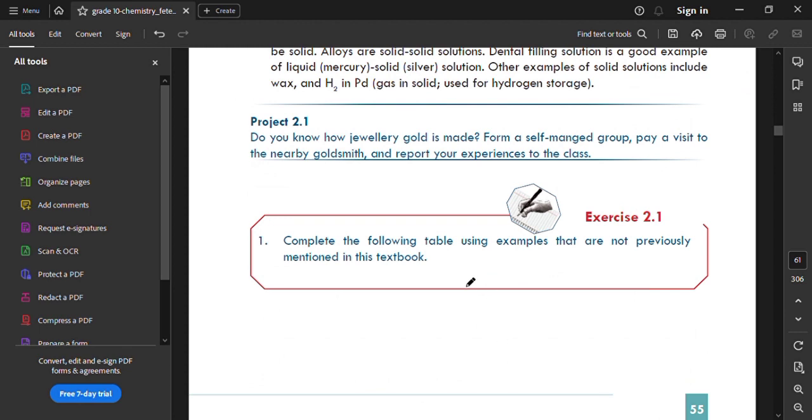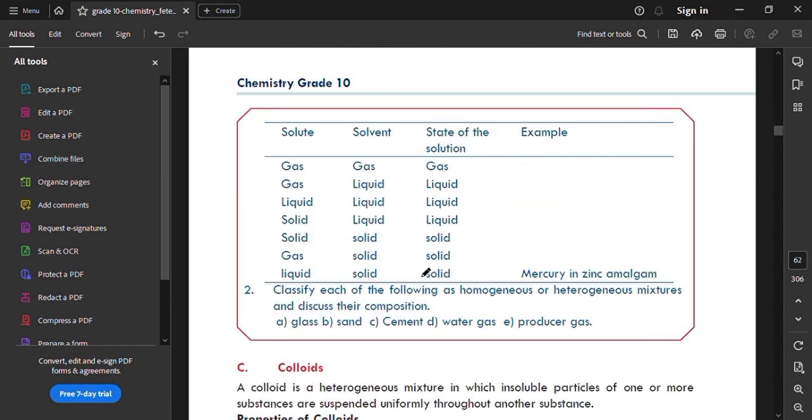So complete the following table using examples that are not previously mentioned in this textbook. So our solute is gas and our solvent is gas. So state of the solution is gas. Can I have your example for number one.